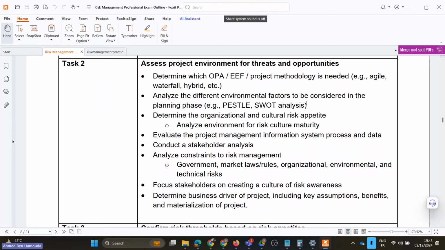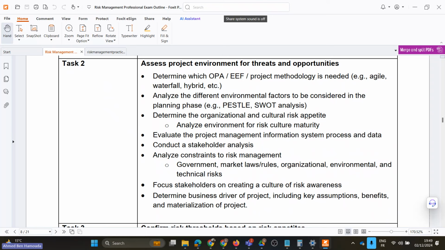Okay. Now, also in task 2, we will see how to determine the organizational and cultural risk appetite. How mature is the organization in terms of risk management practices? And how open is the organization to risks? There are some organizations which are risk takers with a high appetite for risks. Some organizations are risk averse, which means they don't take risks at all. And here, PMI does not go to this level, but I will permit myself to go to this level.